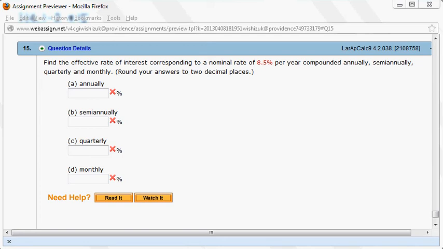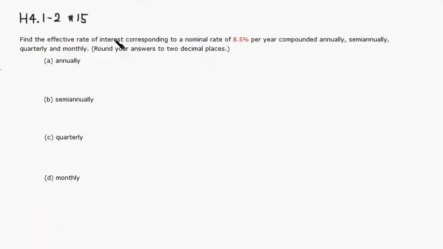Okay, let's look at homework 4.1, 4.2, number 15. All right, so effective rate. Effective rate, or APR, is given as this. I'm going to call it ER, which is equal to the quantity 1 plus the annual nominal rate R divided by N, where N is the number of compounding periods per year, raised to the N, minus 1.